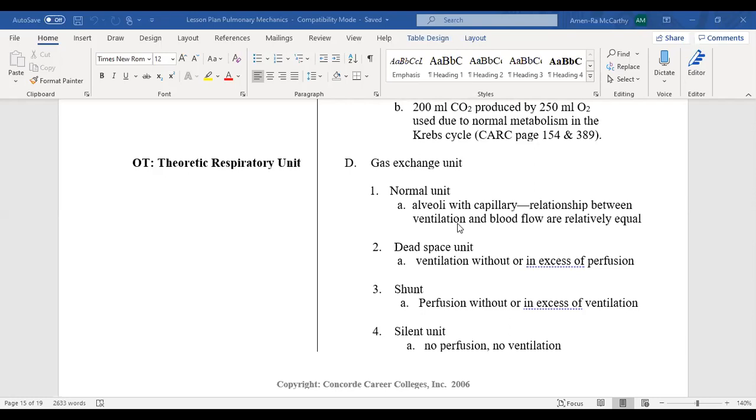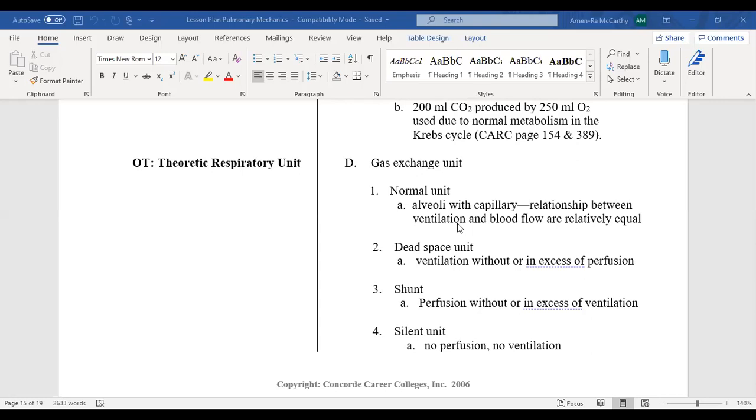Shunt is perfusion without or in excess of ventilation. We got the blood, right? But we don't have the ventilation. So that's a shunt, okay? You can think of shunt as shut. The alveoli is shut. Shunt, shut, right? If the alveoli is shut, then it can't pick up any oxygen, so that can help you remember shunt. The shunt is when the alveoli is shut. Shut the front door, right? When they say that, that's a shunt. All right, that'll help you. You'll never forget it, all right?